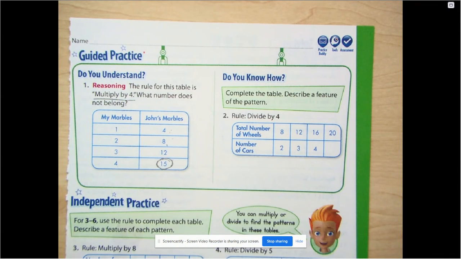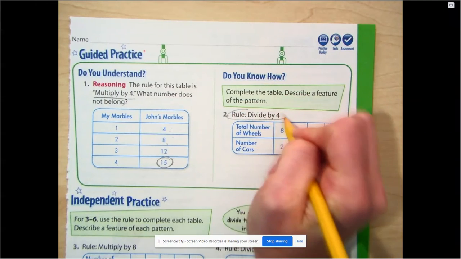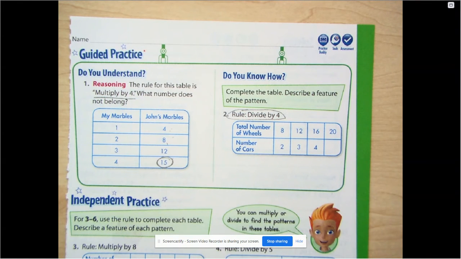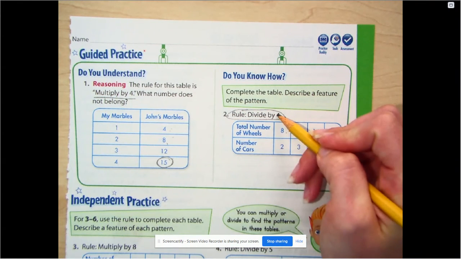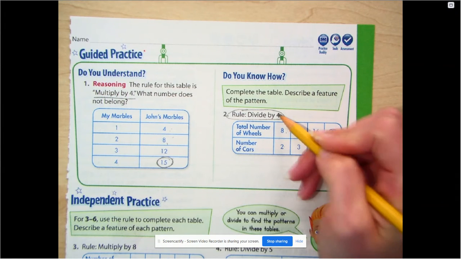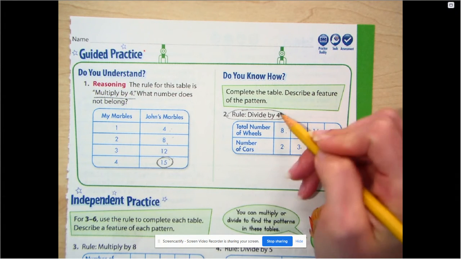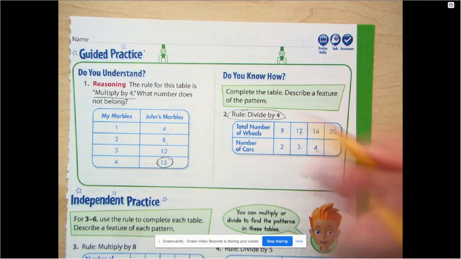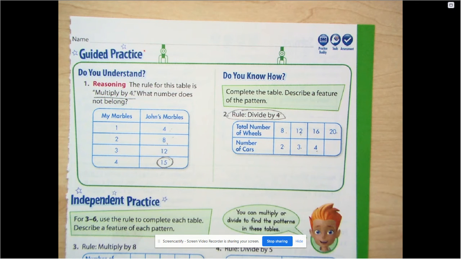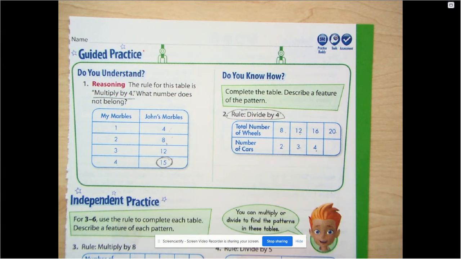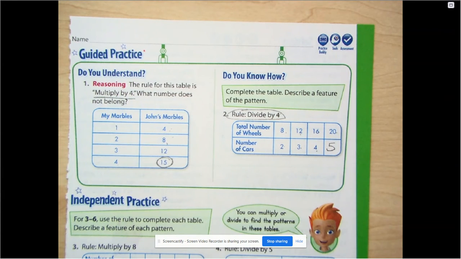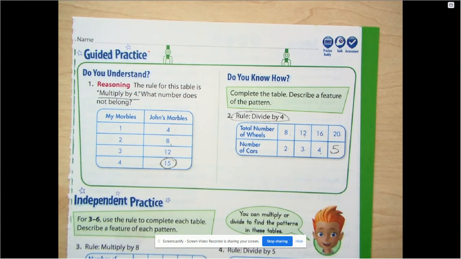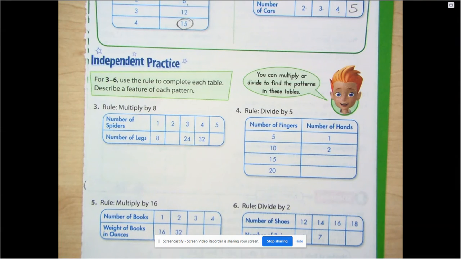Remember, the first thing we have to do is determine the rule. It's divide by 4. 8 divided by 4 is 2. 12 divided by 4 is 3. 16 divided by 4 is 4. 20 divided by 4. What's going to go in that last box? Write it down on your paper and then enter it into the Edpuzzle. Go. A good old 5. Did you get that? All right. Let's keep going.